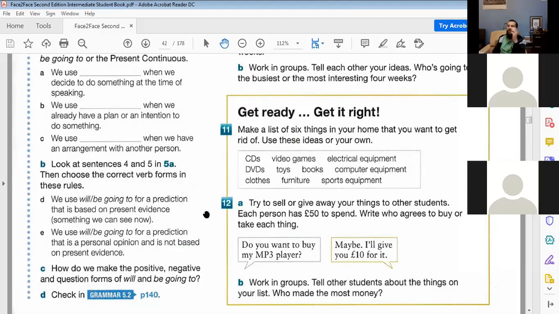I will not. Okay. Won't. Yeah. I won't go to the museum. Yes. Correct. But if you say will not, that is also correct, not wrong. Yeah, but the contraction is usually better. Okay, correct. Then we have the questions.